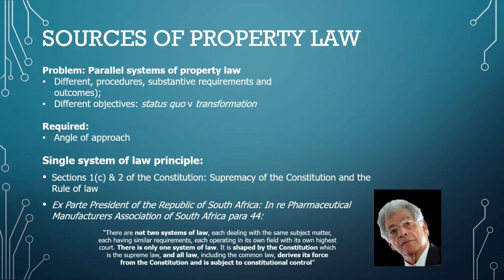And this, you can really include here the common law, the legislation, customary law, case law, etc., all the sources that we looked at in the previous slide. All of them derive their force from the Constitution and are subject to constitutional control. Now, the dicta is clear that when we choose between sources, we should start with the Constitution, and the Constitution should inform all the decisions we make regarding sources. The single system of law principle should therefore guide or form the basis of the angle of approach that we devise.